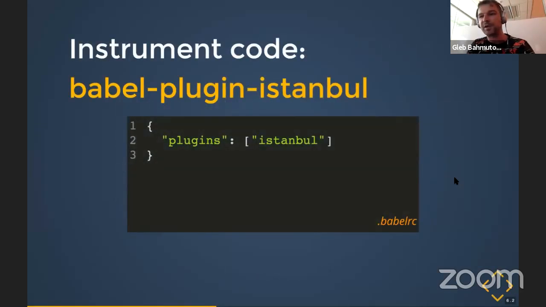So how do you instrument your web application source code? Well, the easiest thing, if you use the popular transpiler Babel, is to add one more plugin. It's called Babel plugin Istanbul, not surprisingly.